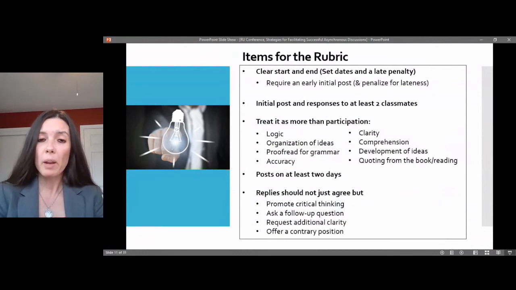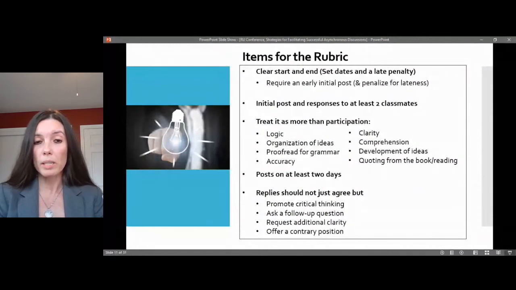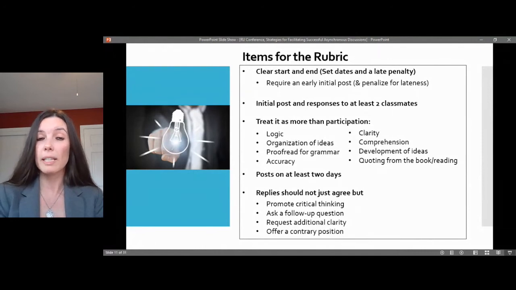It's also important that we treat discussions as more than participation. I cannot stress this enough. We should be looking for evidence that students are thinking critically, organizing their thoughts, and incorporating information from the week's readings. Try to make sure that your rubric requires students to post across more than one day so that when they're replying to classmates, they've had time to read others' posts. And I will even recommend to you a little later on how to encourage this even when you've been asked to use a pre-designed rubric that doesn't specify the requirement of posting across 2 or more days.